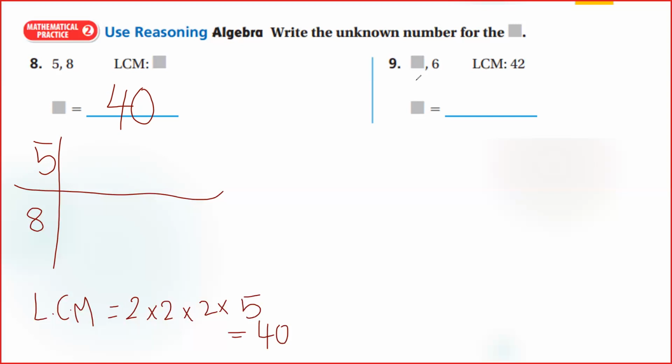Yes, Rodina. Here now, the least common multiple of a number and 6 is 42. What will the missing number be? Rodina, think about it here. There's a missing number that you will find when you find the least common multiple between it and 6, and you will find that it's 42. So can you guess what this number will be without listing the multiples?